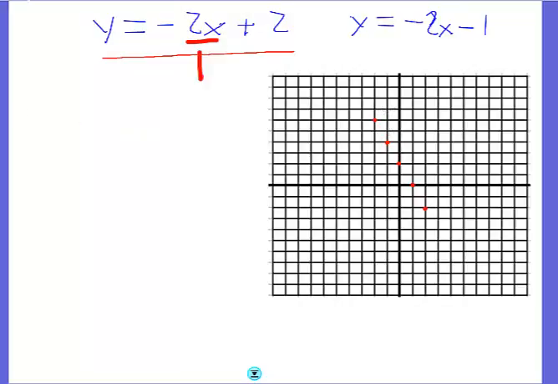The reason why I can do down 2 and to the right 1, or up 2 and to the left 1, is because those are just opposite directions. And we know that it's okay because our graph's going to be decreasing, negative slope, but that's that one.